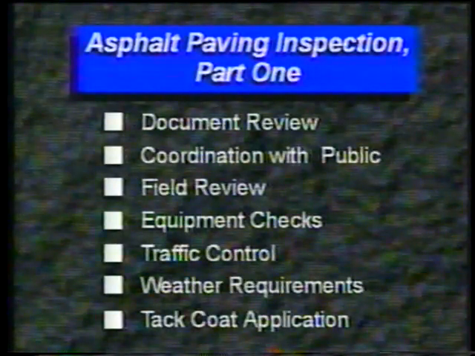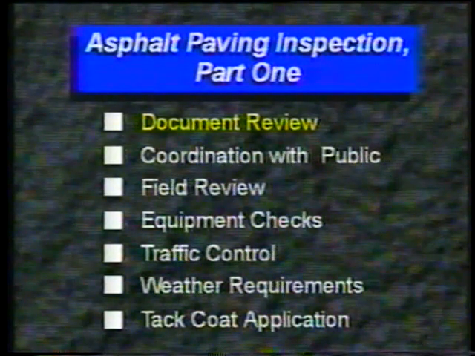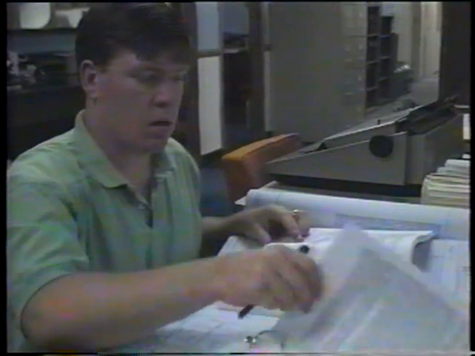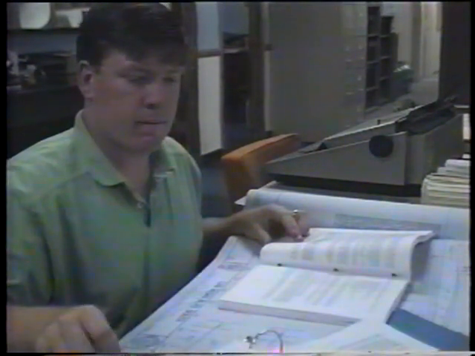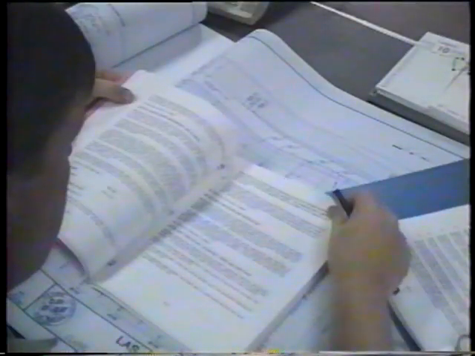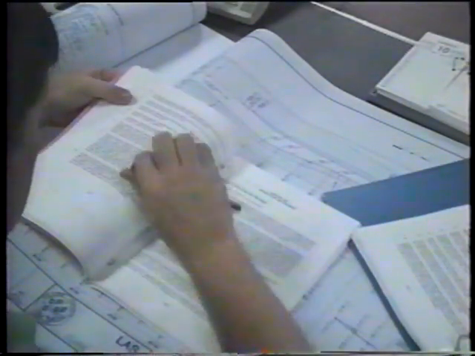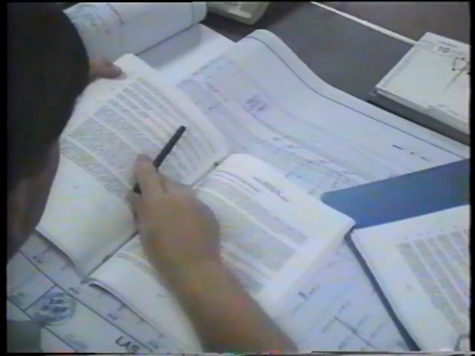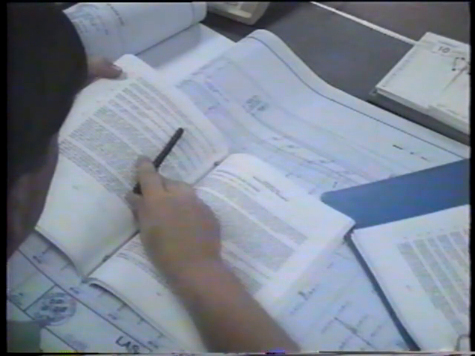So let's get started. Document review. First, as with any project, review the contract documents. This includes your agency's bid specifications, including amendments, any special provisions, the appropriate sections of the construction manual, and the traffic control plan. Paving details can vary significantly from one job to the next, especially for traffic control.